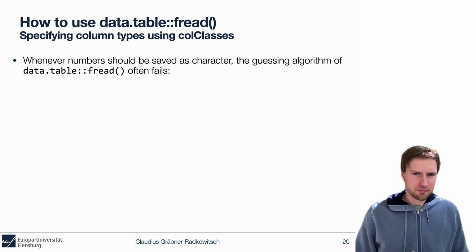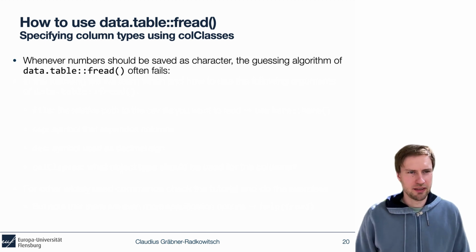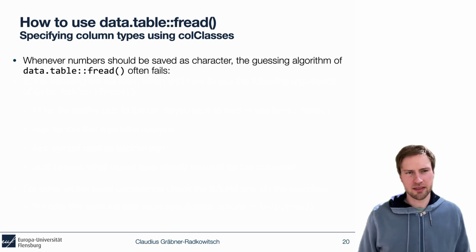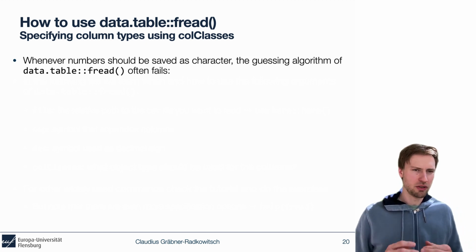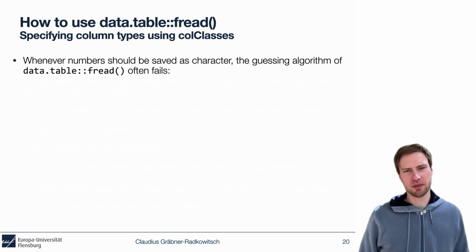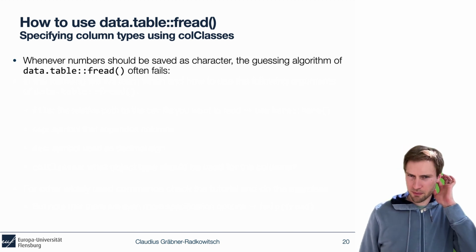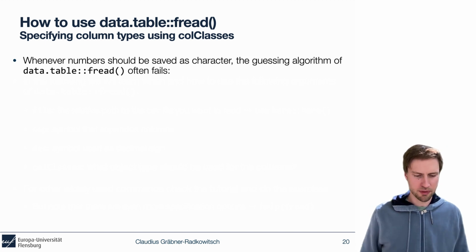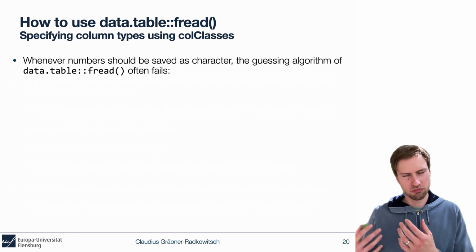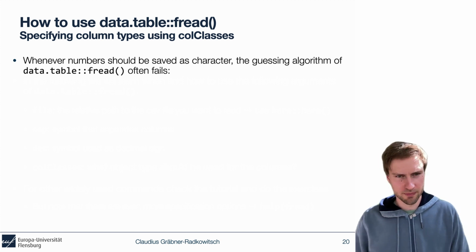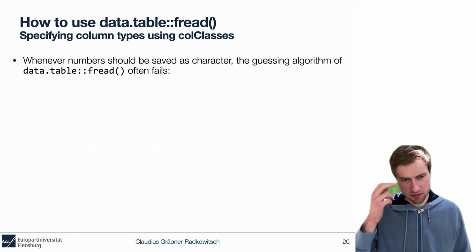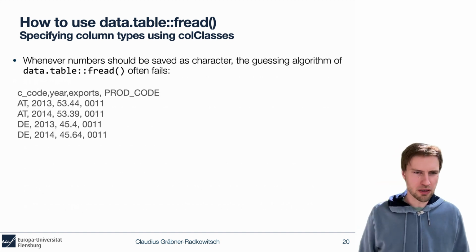So a typical application case is whenever you have an underlying data set where one of the columns only contains numbers, but these numbers should be saved as characters, not as numbers. Why? Because then the guessing algorithm of data.table's fread often fails, because it looks at the column, thinks, okay, there are only numbers, so I should save it as double or integer. And I would say in 90% of the cases, that's actually not a bad decision. But look at the following here.